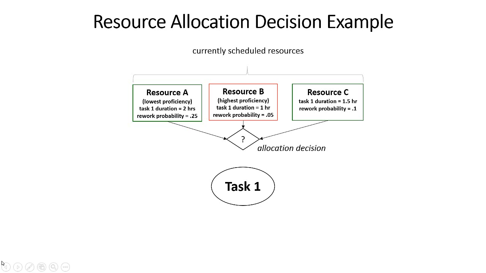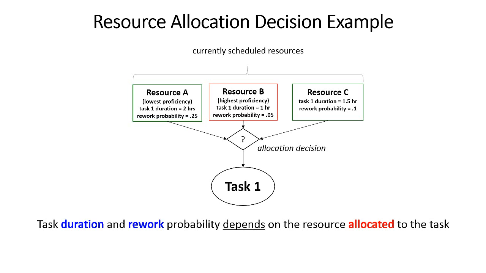So we make a decision. We're looking at all 3 resources, we're looking at their capabilities, and we're making a decision before we actually allocate one of those 3 resources to the task. So ultimately, task duration and rework probability is going to depend on what resource ends up getting allocated to the task.